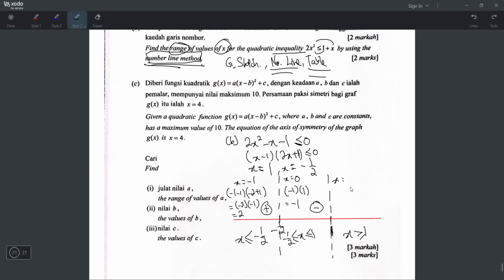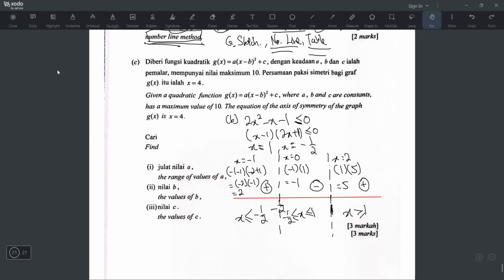Okay, the last one, they want the x to be bigger than 1, so we can take 2. And then sub inside the first bracket. 2 minus 1, that would be 1, and then sub 2 here. 2 times 2 is 4, 4 plus 1 is 5. 1 times 5 is 5, so that's positive. Right? So now you are done with everything.